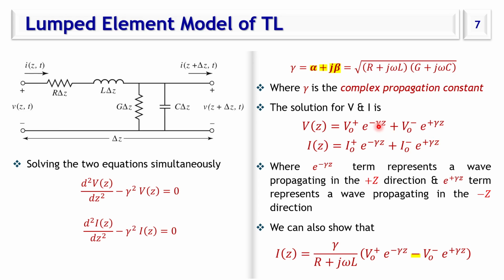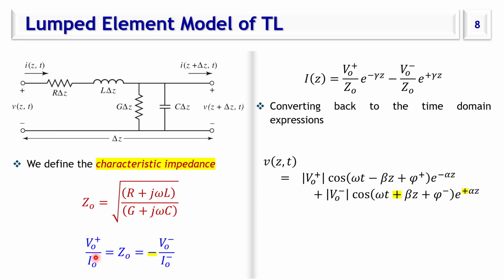This sign is just because here we have e to the minus gamma z, here we have e to the plus gamma z, and this is the reason why we have a different sign between the positive component of the wave and the negative one. Positive means propagating in the positive z direction, and negative means propagating in the negative z direction. So in general, we can write the expression this way. We express the current in terms of voltage in this format.